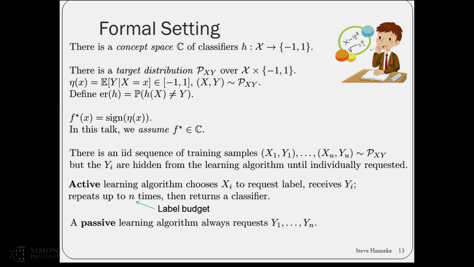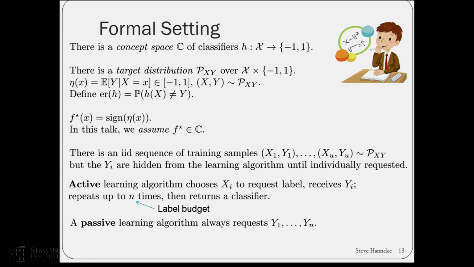OK, so in order to talk about label complexities, we should define a formal setting. Here, there's going to be a concept space, C. It's a set of binary classifiers that map an instance space, X, to a label space. It's binary classification, so we'll just take -1 and 1. We have a target distribution, and that's just a distribution over the instance space and label space. And we'll denote by eta the regression function, just the expected value of y given x. So that's a real value between -1 and 1.